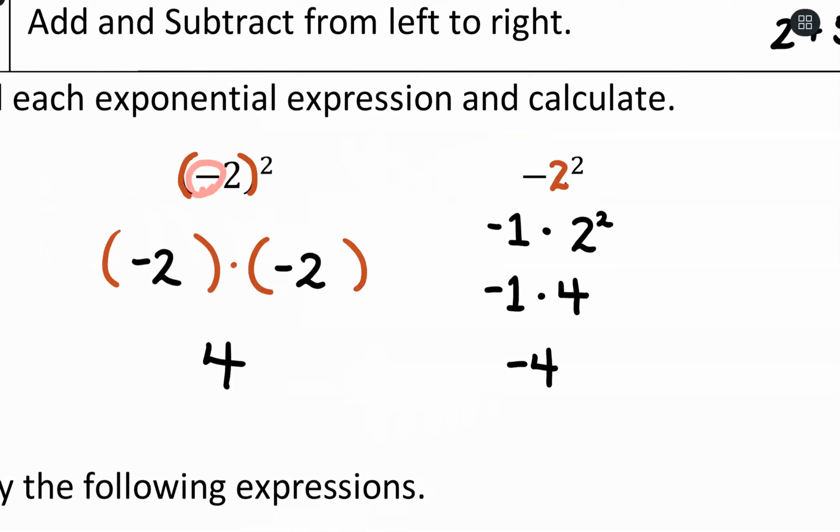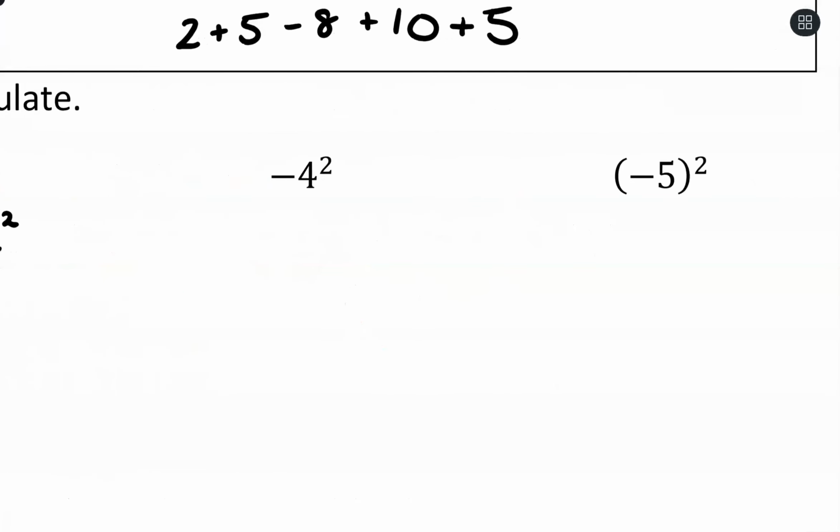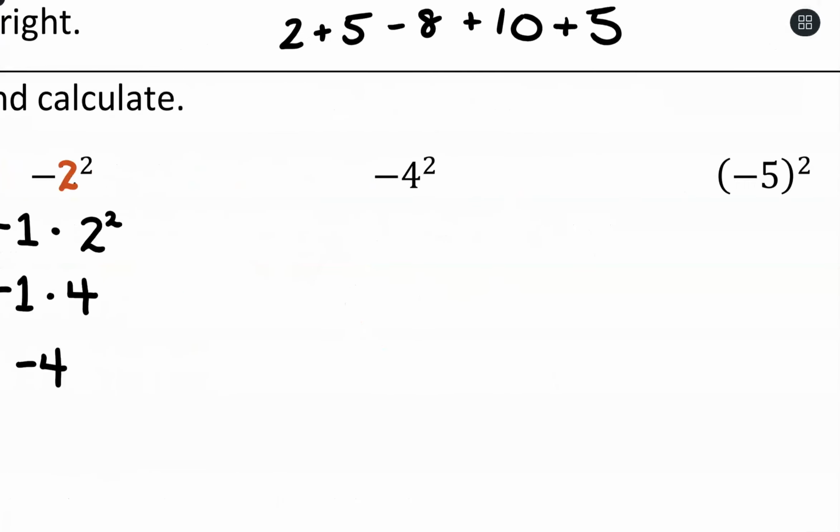Basically, with the parentheses, the negative gets squared. Without the parentheses, the negative just kind of continues hanging out front. All right, let's look at 2 more examples here. So this one would be the same thing as negative 4 times 4, so negative 4 squared, because without the parentheses, the negative just stays out front. So 4 times 4 is 16.